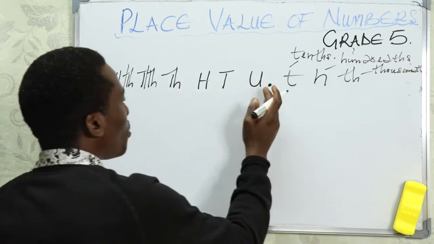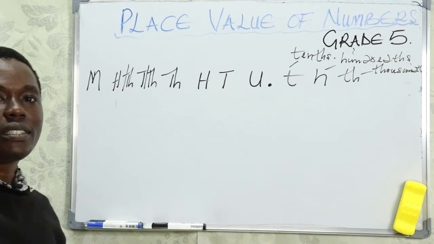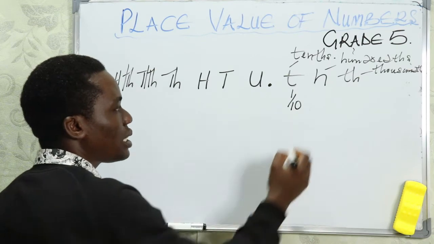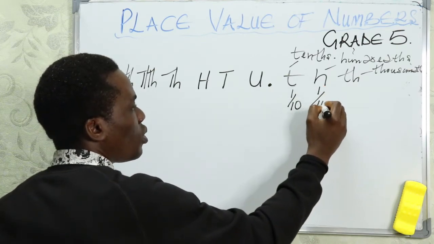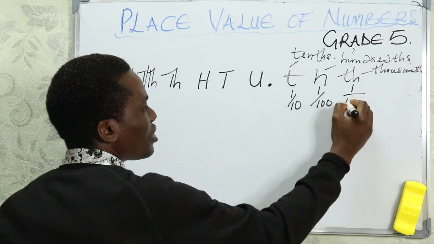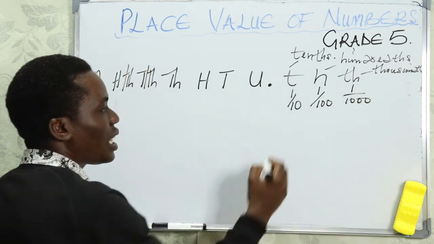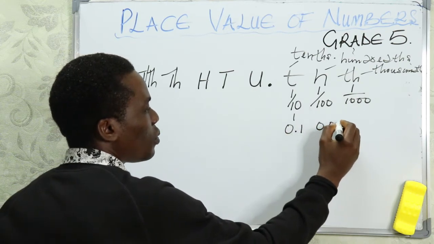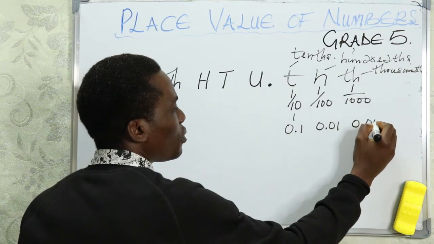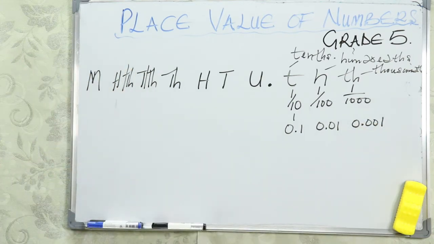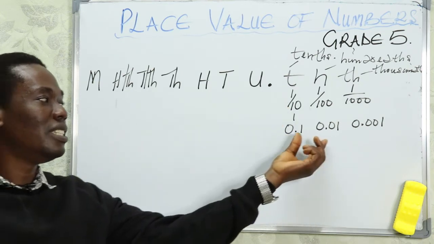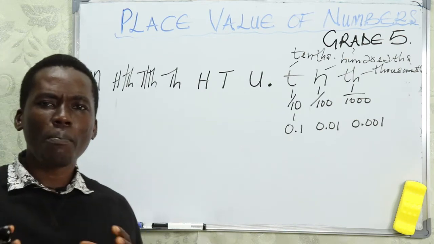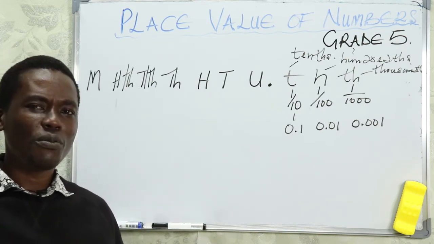So any number that falls after this point is a decimal number, and most of them are represented like this. This is the tenth, that is 1/10. This is the hundredth, that is 1/100, and this is the thousandth, that is 1/1000. They can also be represented as 0.1 here, 0.01, and this is 0.001. So you see, this is the fractional part, and this is the decimal part.